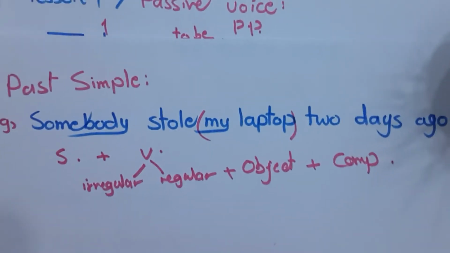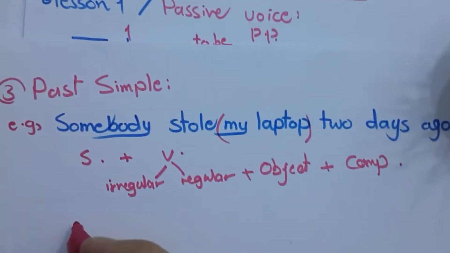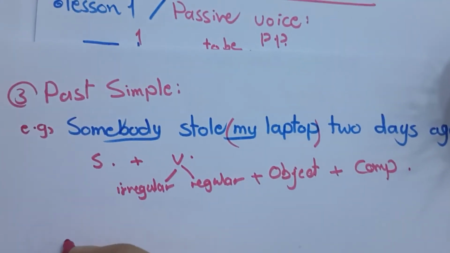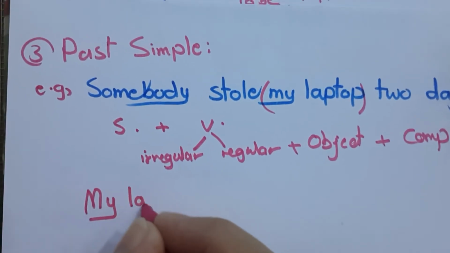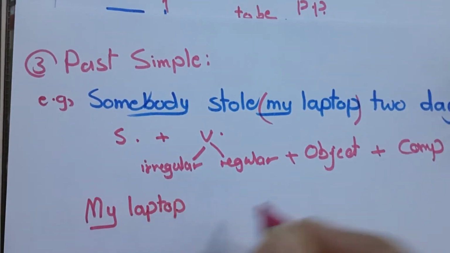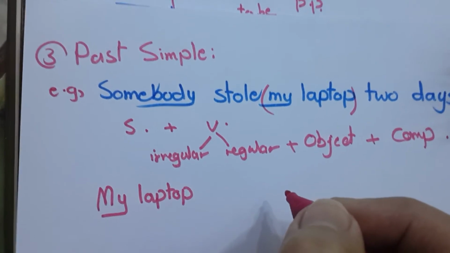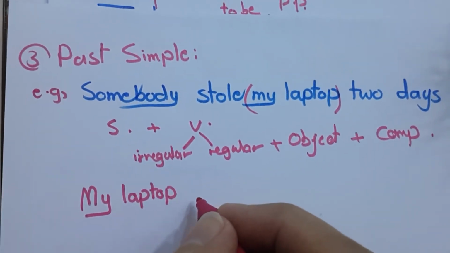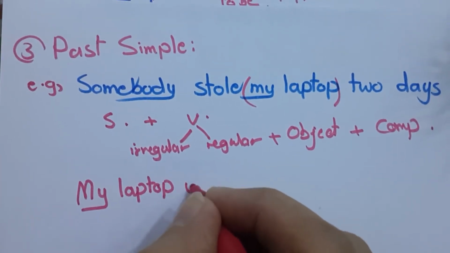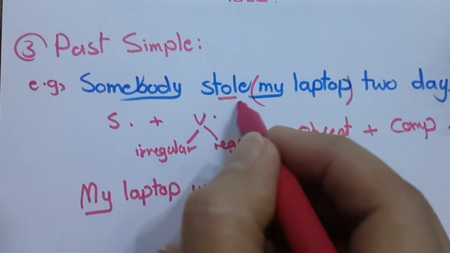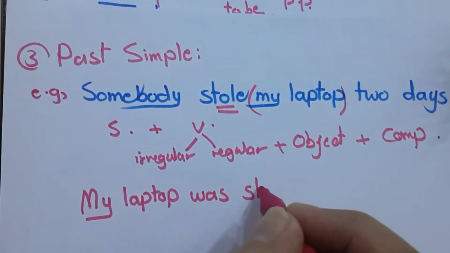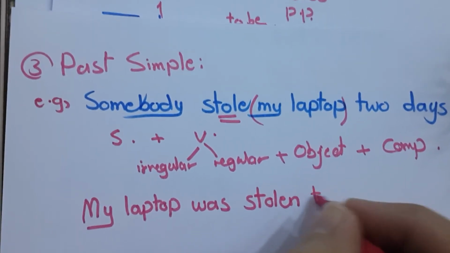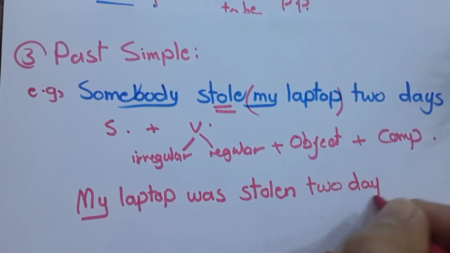So if we want to make this sentence in the passive voice structure, we put my laptop, the object, at the beginning, followed by to be. To be in the past simple will be was or were. My laptop, singular, we say was. Stole is the main verb, so the past participle of stole is stolen. 2 days ago.